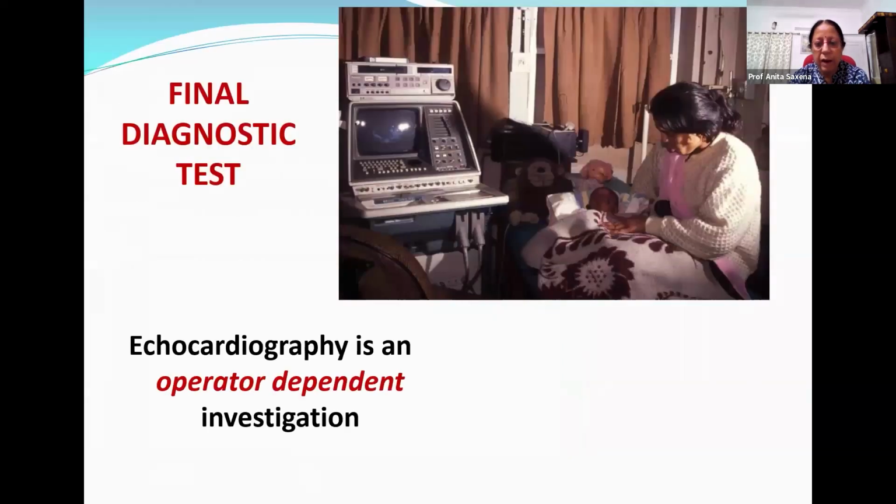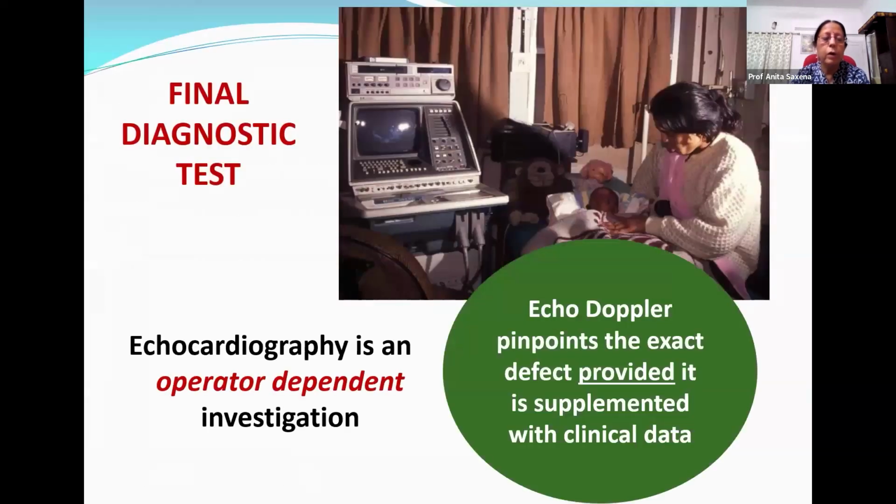Of course, echo is the final diagnostic test, but remember, you are going to be very accurate in echocardiography if you are supplementing your information with the clinical data. So don't bypass X-ray, ECG, clinical examination and go straight for echo. You are probably going to make many more mistakes if you go straight away for echo. Try to make a clinical diagnosis, at least a group, which group the patient belongs to, and then go for echocardiography.